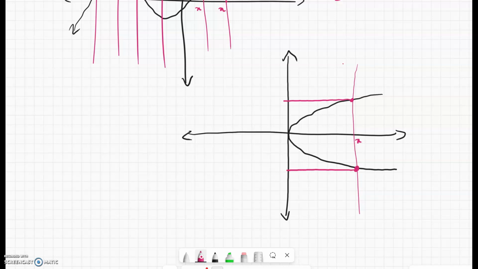Okay, so if this is an x, this is f of x, and this is also f of x. That's what this vertical line test shows. If it intersects with the graph at more than one point, it's saying that an x is associated with more than one y, and that is not a function.